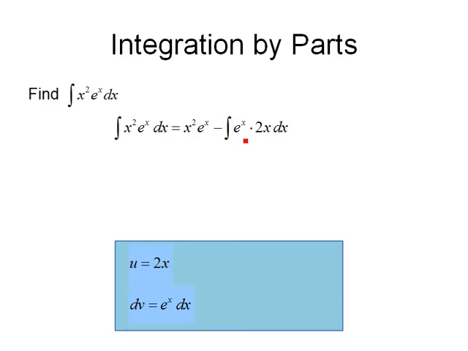The second time I do it, I'm going to let u equal 2x. I'm going to let the dv again be e to the x dx. Now when I take the derivative of u, I get 2, so that means du is 2 times dx. When I do my antiderivative of e to the x, I get that v is equal to e to the x. And now in my integration by parts from this integral, I get something a lot easier.